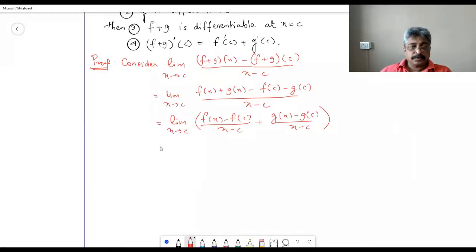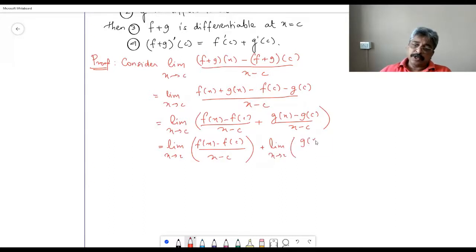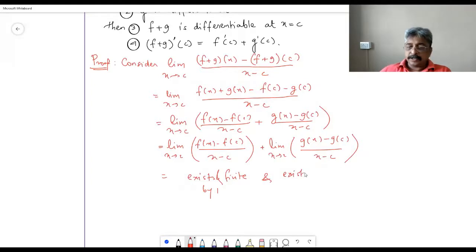Which is equal to limit x tends to c, f of x minus f of c upon x minus c, plus limit x tends to c, g of x minus g of c upon x minus c. The first exists and is finite by statement 1, and the second exists and is finite by statement 2. Therefore, the sum exists and is finite.